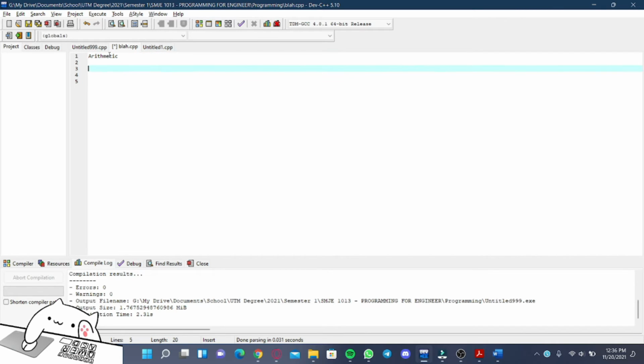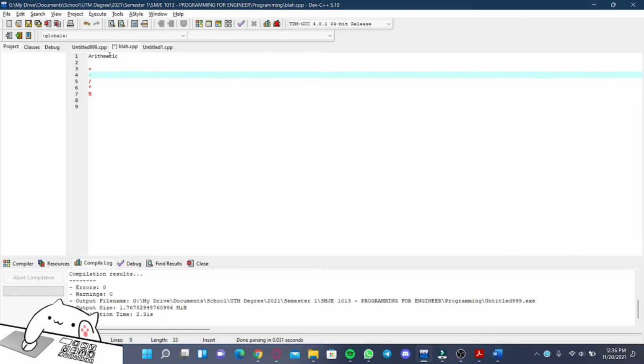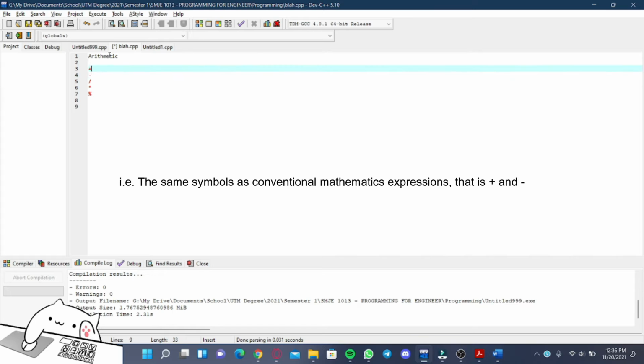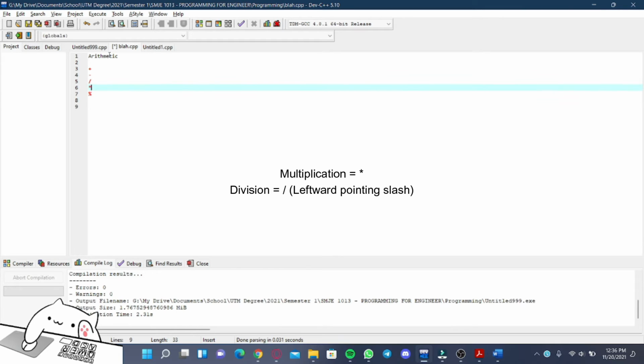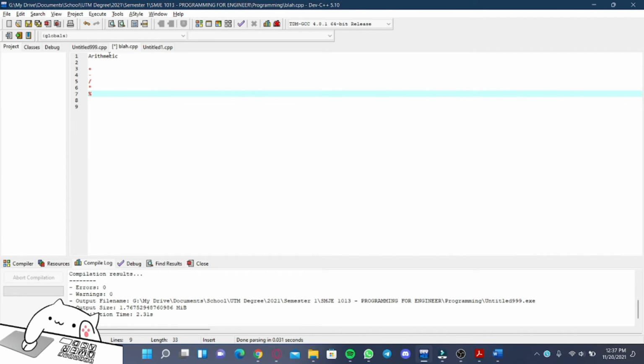Arithmetic operators consist of all the basic mathematical operations such as add, subtract, divide, multiply, and last but not least, remainder of. Addition and subtraction both use the same symbols. However, when it comes to multiplication and division, it is rather different in C++. The symbol for multiplication in C++ is the asterisk symbol, and as for division, it is the forward slash symbol. This last symbol, the percent symbol, stands for remainder of.